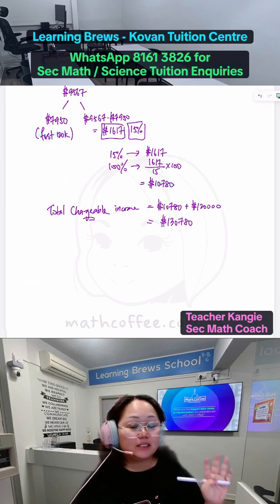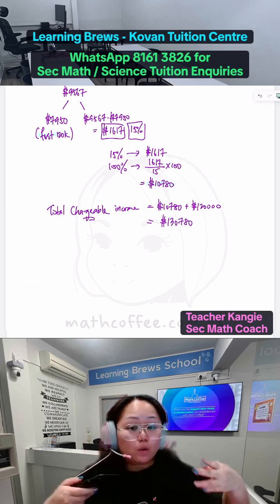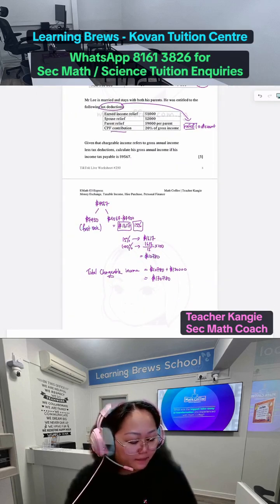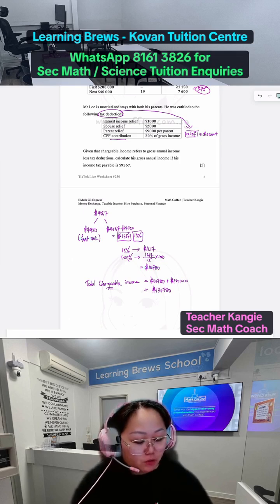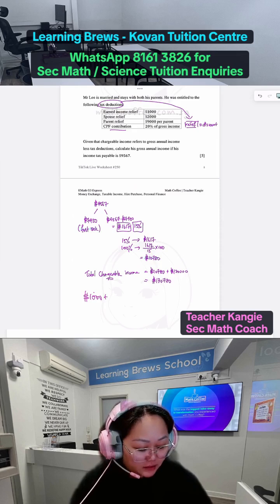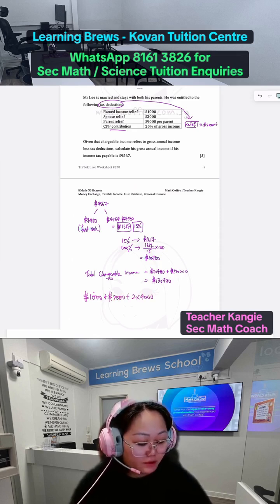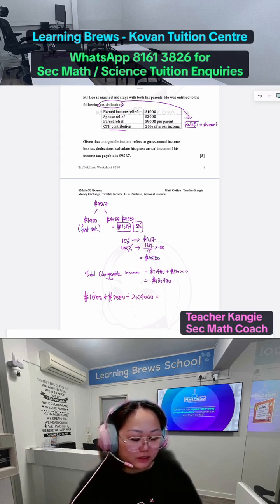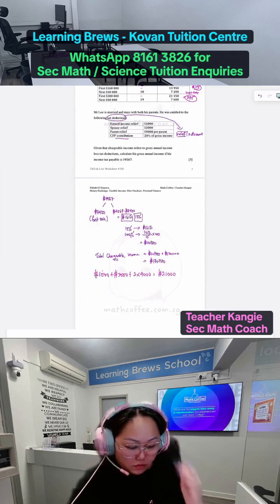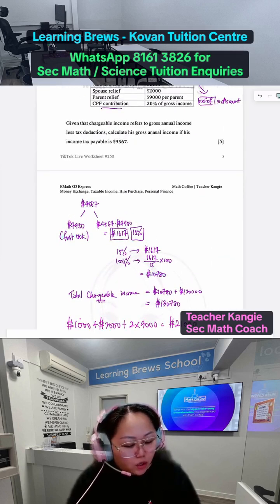But this is not my final answer. This is only the chargeable income. Then I've got to work backwards to add back all the relief, correct? So let's see. Okay, so I'm going to add back 1,000 plus 2,000 plus 2 times 9,000 because of 2 parents. Let's calculate this amount first because the other one is a little bit tricky. 1,000 plus 2,000 plus 18,000, the relief was 21,000.